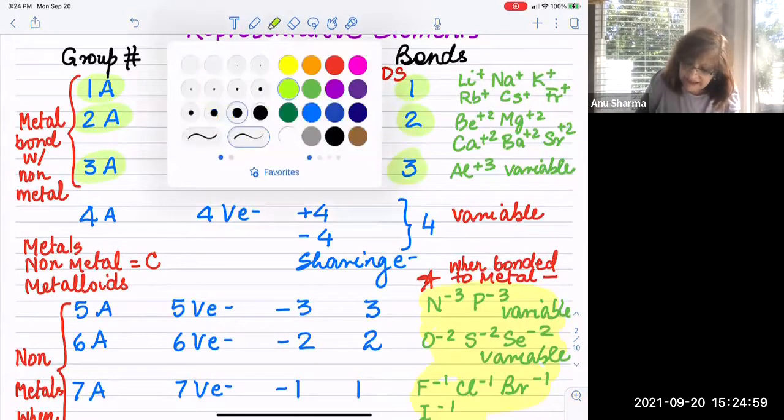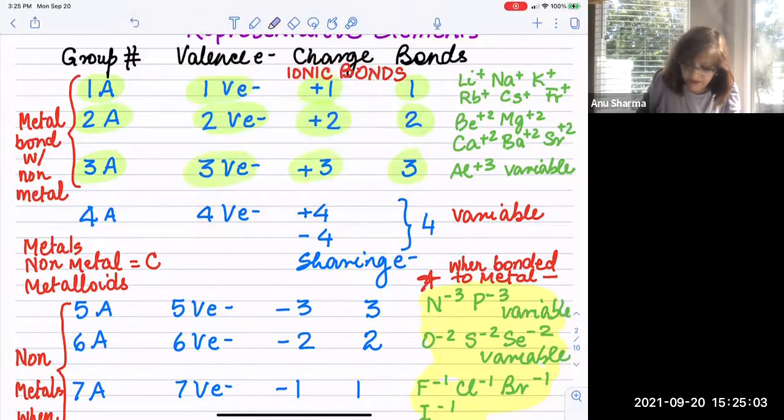Now, interesting thing is this group, which is the group 4A. Group 4A has metals, non-metals, and metalloids. And the non-metal here is carbon. Because of that, the metals always lose electrons, metalloids can also lose electrons, but the non-metals will always share.